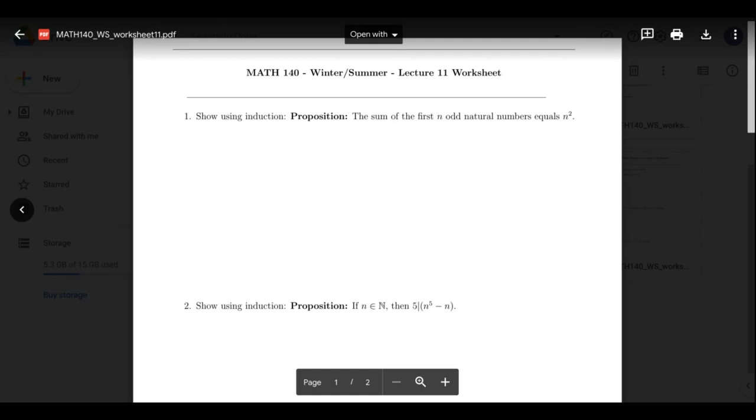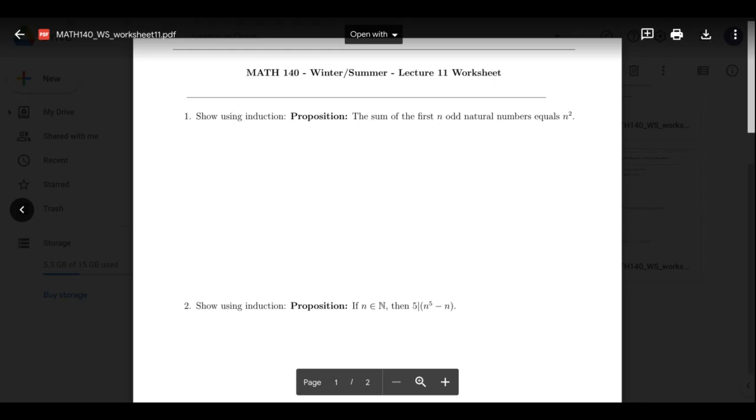Think about 3. 3 equals 2 times 2 minus 1, right? Think about the second odd natural number, which is 3, right? 3 equals 2 times 2 minus 1. What about the third? The third odd natural number is 5. 5 equals 2 times 3 minus 1, right?